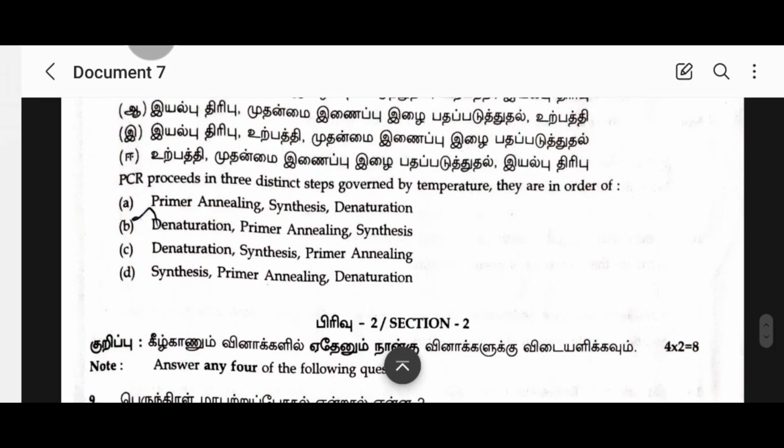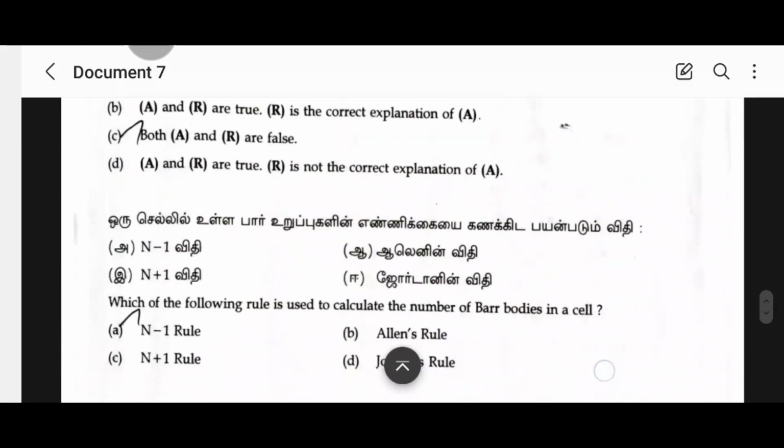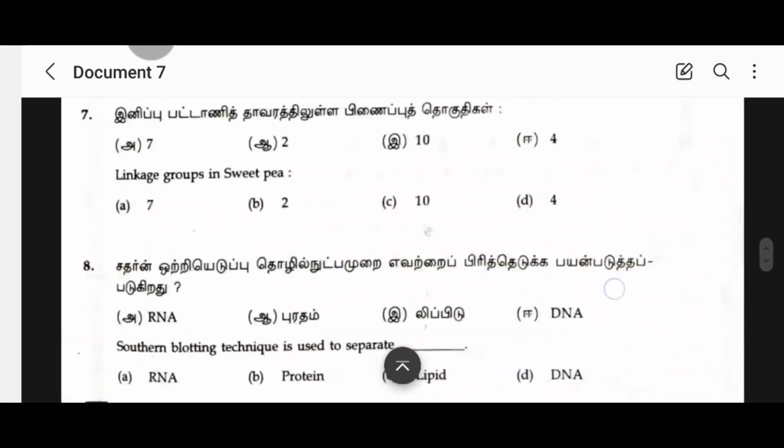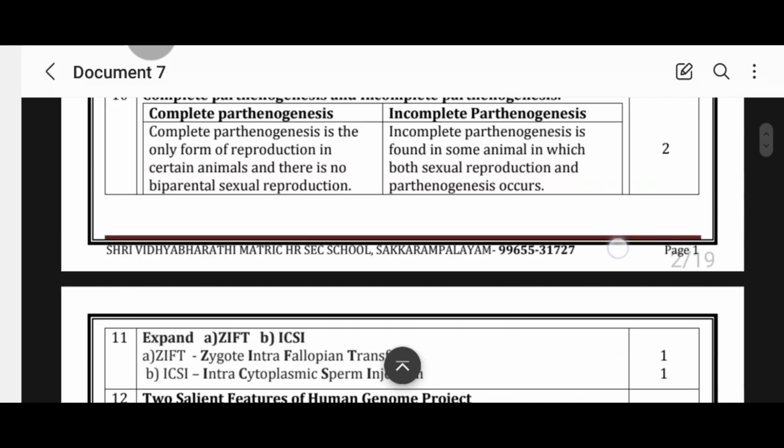Next we have to discuss the section of 2 mark questions. First we have to see the tentative answer key.